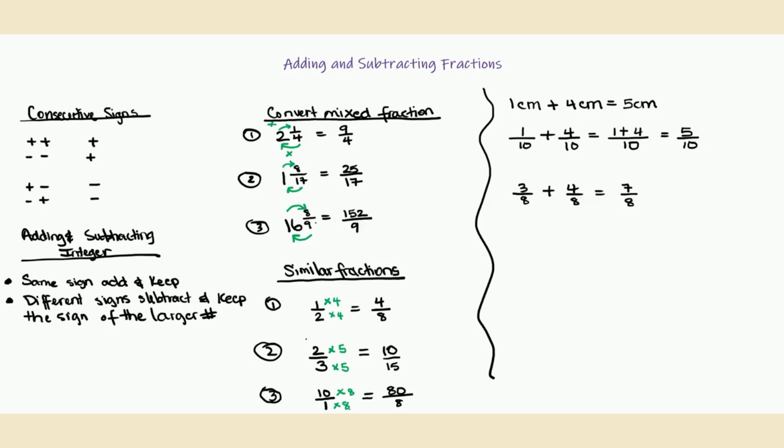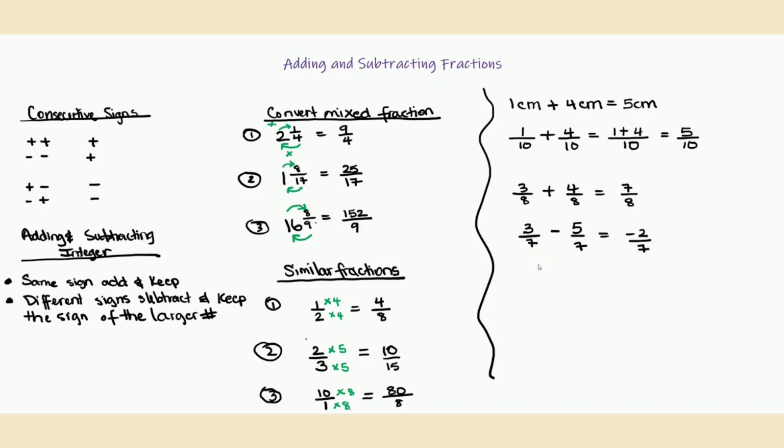And a similar thing works with subtracting. If I have 3 over 7 minus 5 over 7, 3 minus 5 is negative 2 with unit 7.